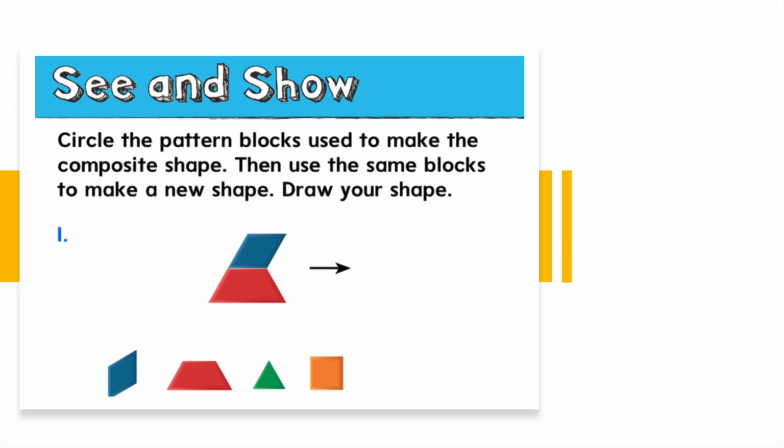Now go to page 668 in your math book. Okay, we're still working with composite shapes. Now problem number 1 is asking us to circle the pattern blocks used to make the composite shape. Then use the same blocks to make a new shape. Draw your shape.